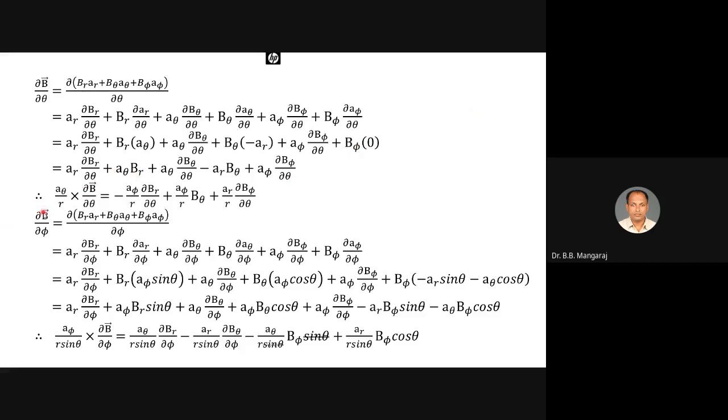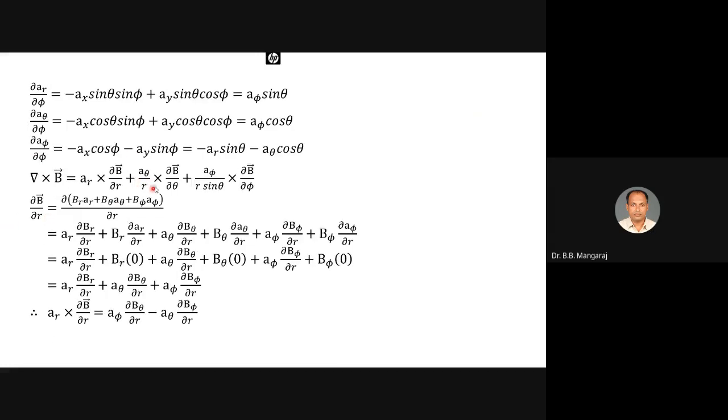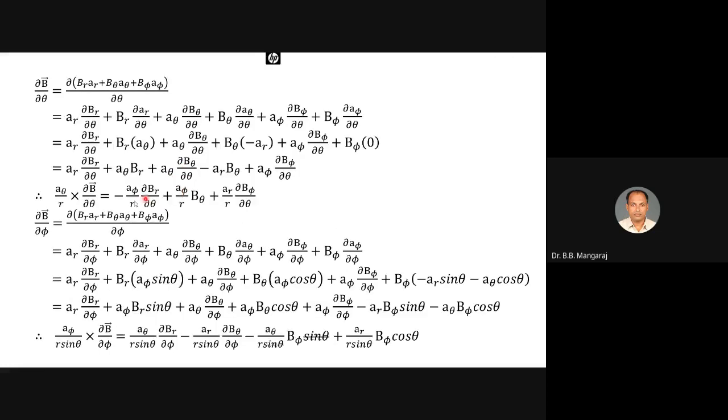So now let us take A theta by r cross product with del b by del theta, that we can make here. A theta cross product A theta will give us 0, and A theta cross product A r will give us minus A phi, that r is here. Then A theta by r cross product with A phi will give us A r, this r is here, and del B phi by del theta.